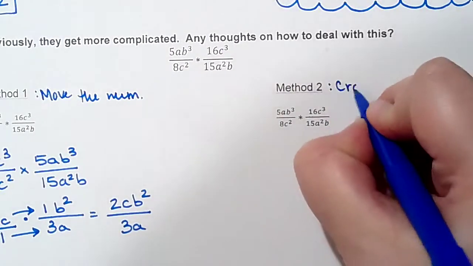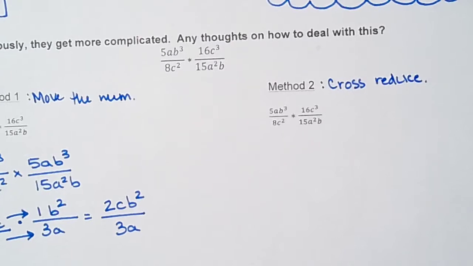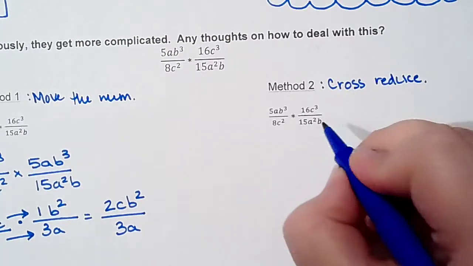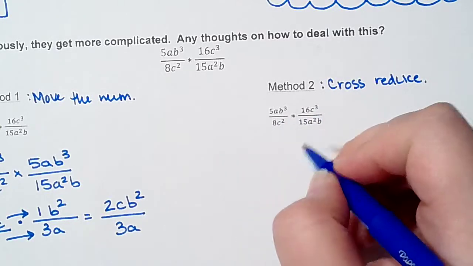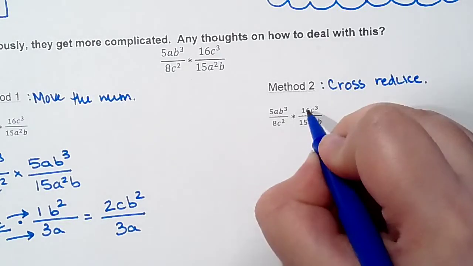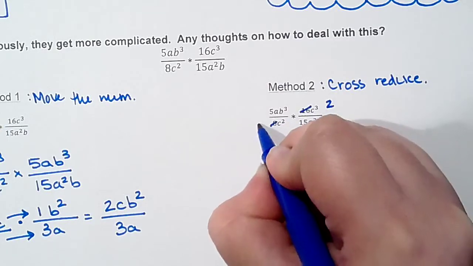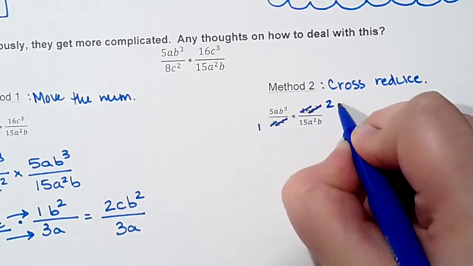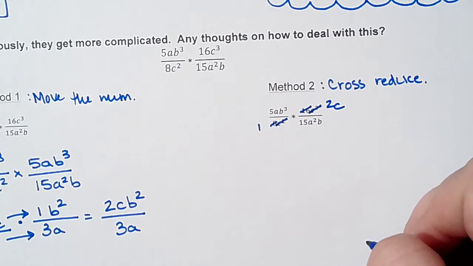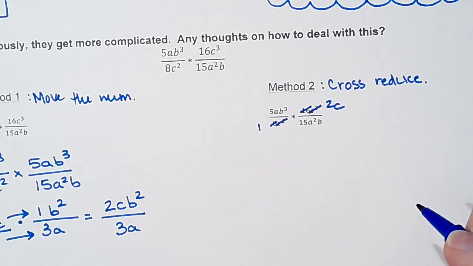Method 2 is that cross reduce. This one is doing the exact same thing. All it does is it leaves things where they are and reduces them that way. So this way, cross reduce, I don't know why I like to start with this diagonal and then go this way. Just a me thing. 16 divided by 8 is the same thing as 2 over 1. C cubed divided by c squared. The c's go away here, and I'm left with a c up here. So now I'm essentially left with the fraction 5ab cubed over 1 and 2c over 15a squared b.